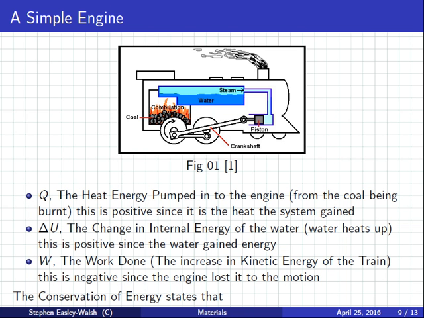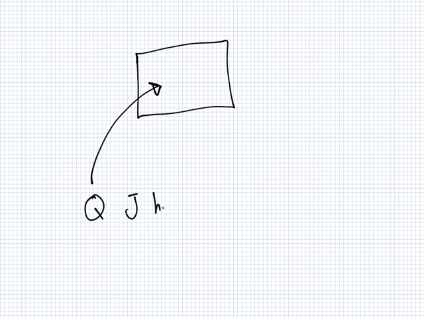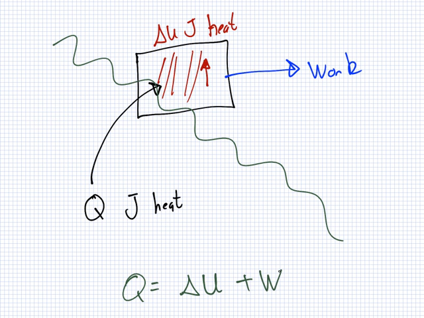So, the Q goes in. If you look at it as a picture like this, here's the engine, so you put heat into the engine. You make Q joules of heat when you burn the coal, and then the engine gets hotter. So there's a delta U joules increase here, but the increase is not as much as Q, because some of the energy went into making steam, which went into making work, which made the train move. So this is like the before and this is like the after in the conservation of energy. So Q equals delta U plus W is the formula here.